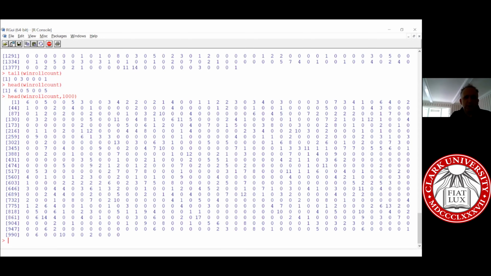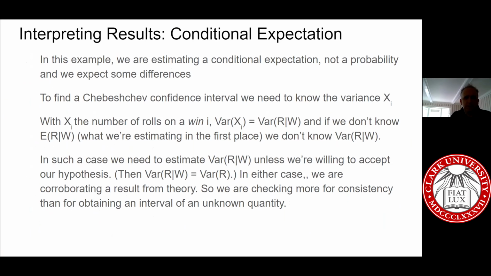Interpreting the results, there is a point to make about this. In Chebyshev, we need to know the variance of xi, and in the indicators, I bound them by a quarter. Here I don't have an indicator, right? I have an expected value of an integer, and it could be infinitely large, really. I don't even know if it's finite, although I do know it's finite, but you don't know a lot about it.